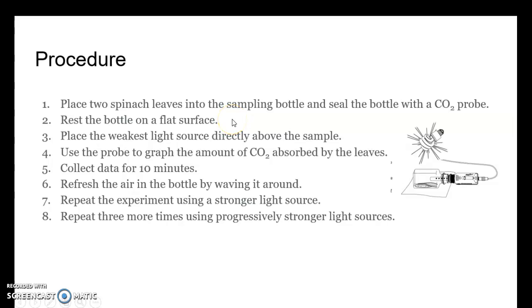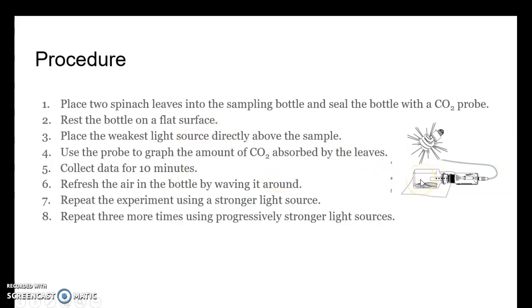So we're going to take 2 spinach leaves into the bottle and seal the bottle with the CO2 probe. We're going to rest it on a flat surface. We're going to take the light source, the weakest light source, directly above the sample. Then we're going to use the probe to graph the amount of CO2 absorbed by the leaves. We'll collect data for 10 minutes.